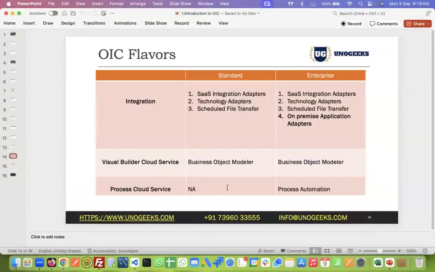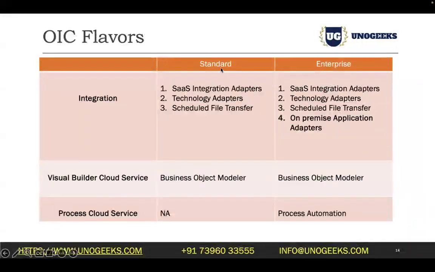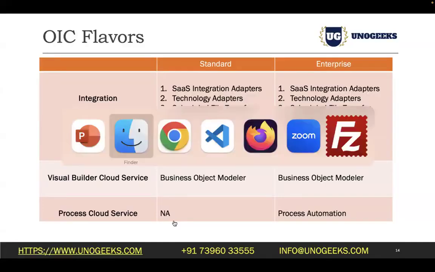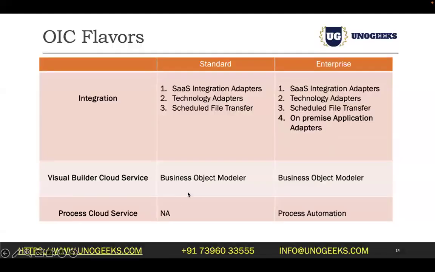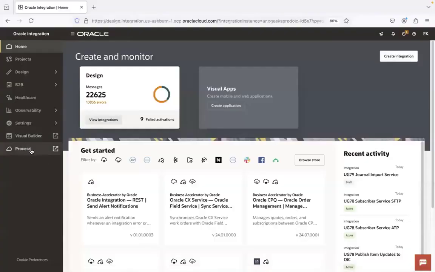Now, when you create an OIC instance, remember there are two editions that you can choose. If you create an OIC instance as a standard edition, you get only integrations and VBCS. PCS will not be available. You would see integrations and VBCS, but PCS will not be visible. PCS will not be showing up here.